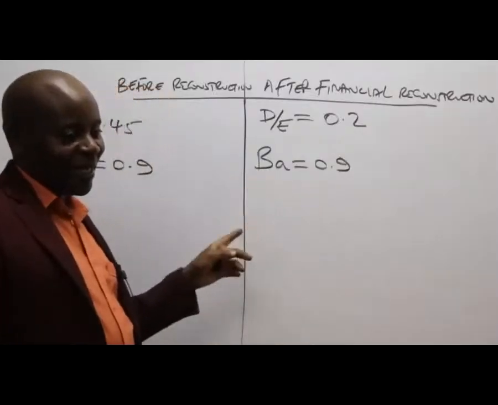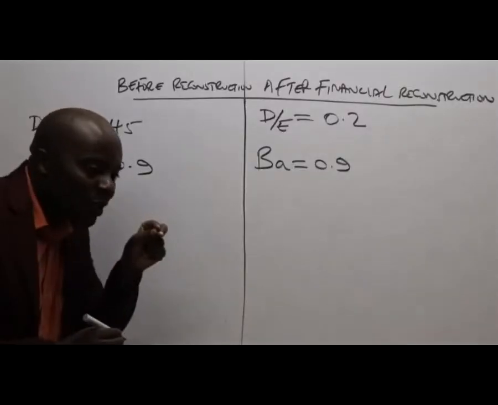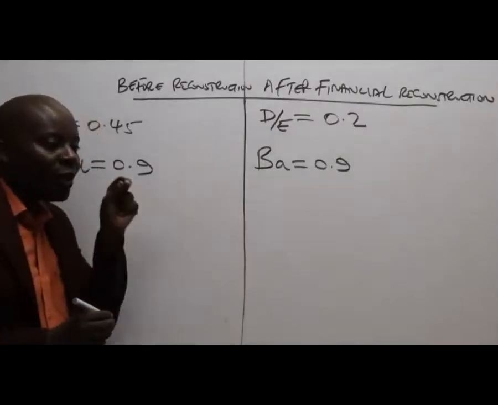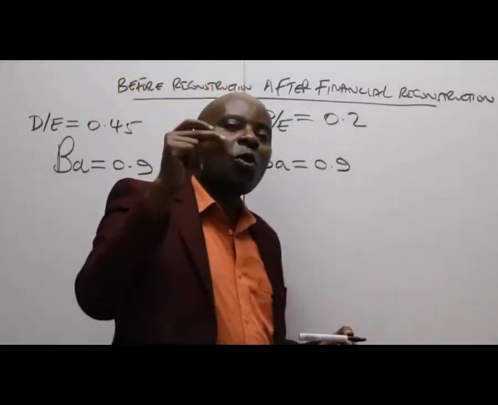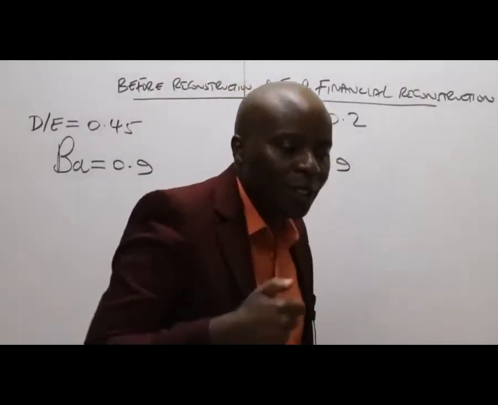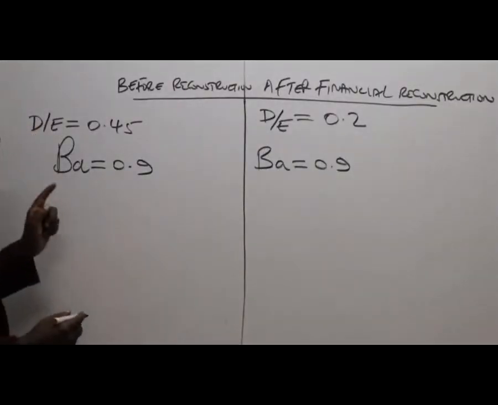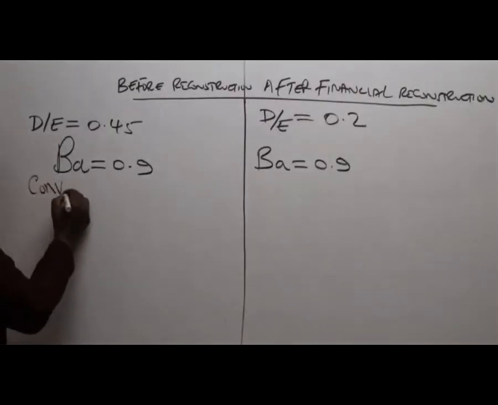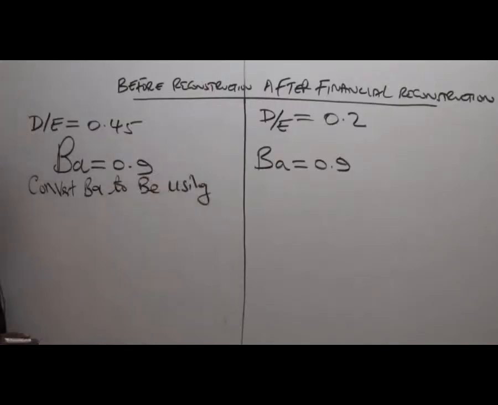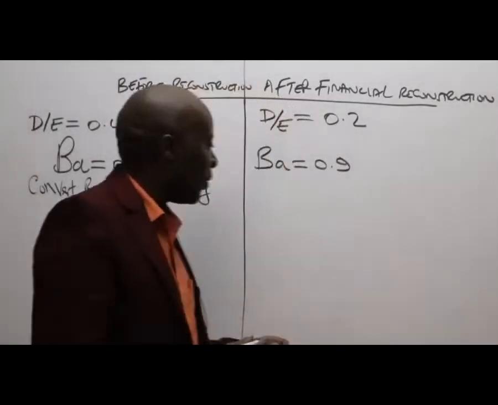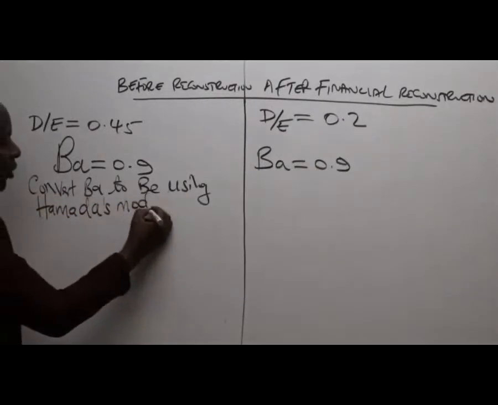Great. Ladies and gentlemen, listen to me very well. These guys have given me beta assets, and yet they are giving me scenarios where we have debts. In both of these scenarios, we have debts. Meaning that at the end of the day, I need to convert my beta assets to beta equity. Which model do you normally use to convert? Hamada's model. Using Hamada's model.